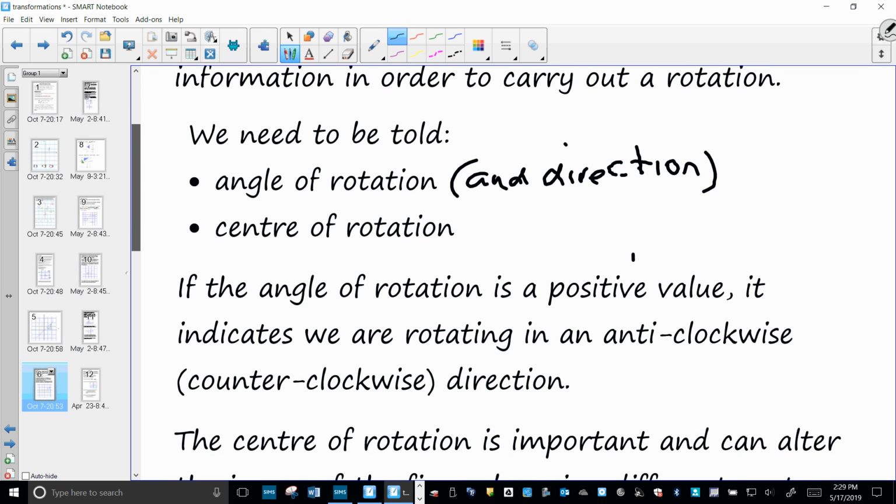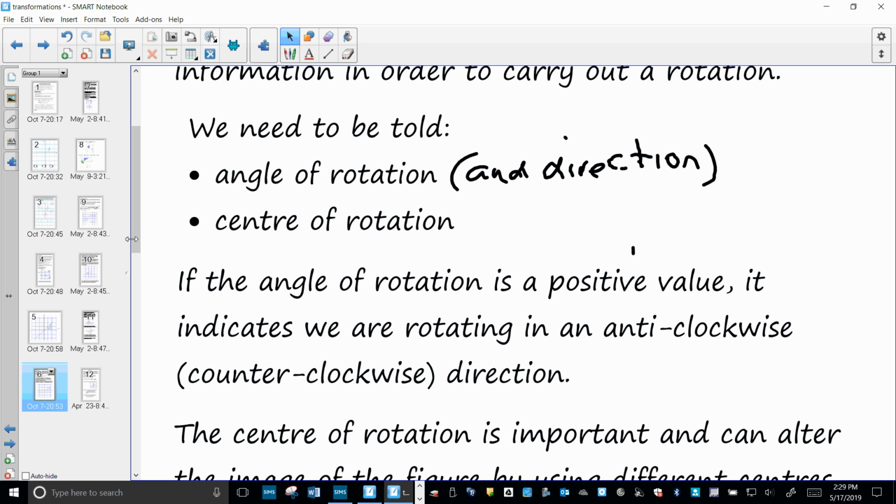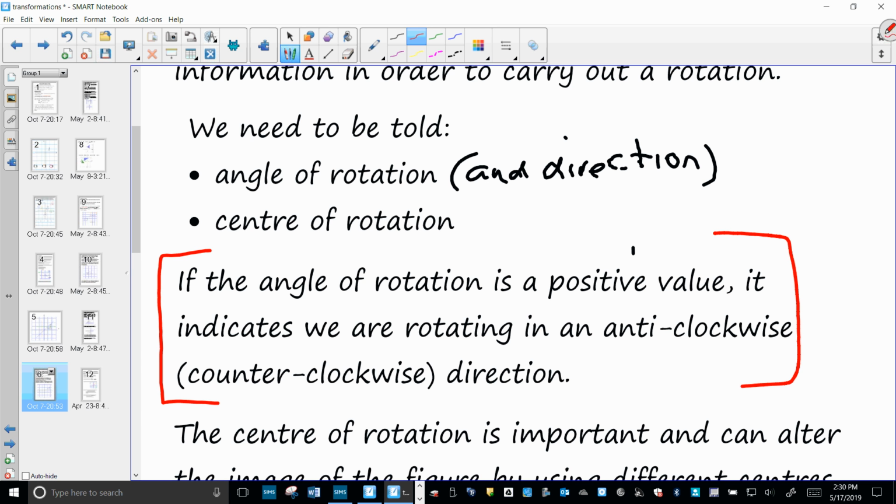Now, I've said here, if the angle of rotation is positive, then we're rotating anti-clockwise. I'm going to put that part in brackets, because let's assume that we're going to use the words clockwise and anti-clockwise. So you don't have to worry too much about it. As long as you've got that additional explanation in there, you don't need to worry. So we're told the angle, and we're told where the centre of rotation is.